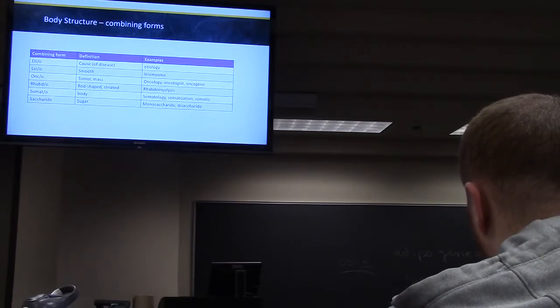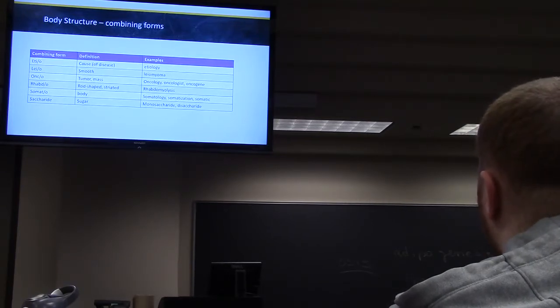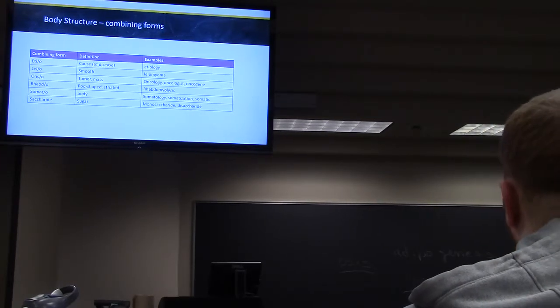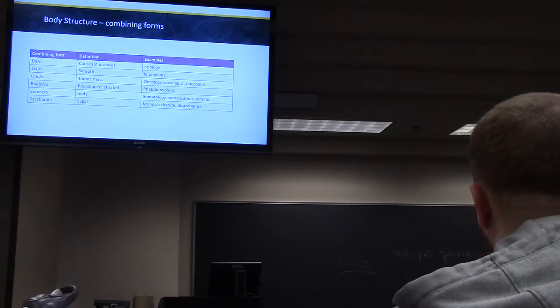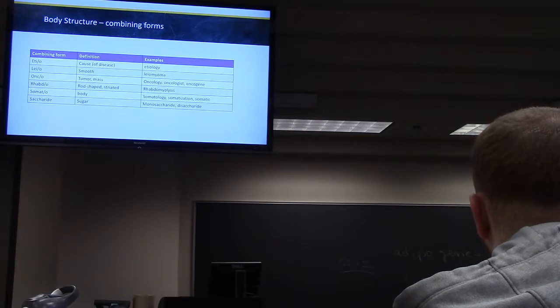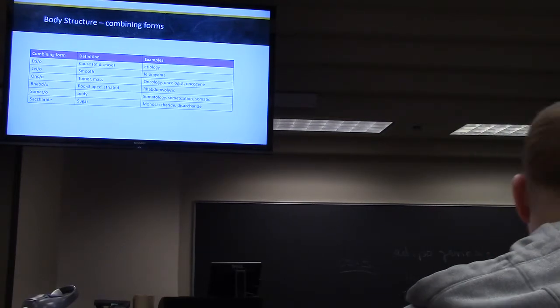Saccharide is a sugar. We'll encounter these in nutrition. So monosaccharide would be what? Sugar. So glucose is a monosaccharide. Disaccharides would be what? Two sugar molecules put together. Can you give me an example of a disaccharide? Galactose. Remember what galactose is? Glucose and what? It's the milk sugar, so it's glucose and lactose, I think. Could be wrong. I don't know off the top of my head.